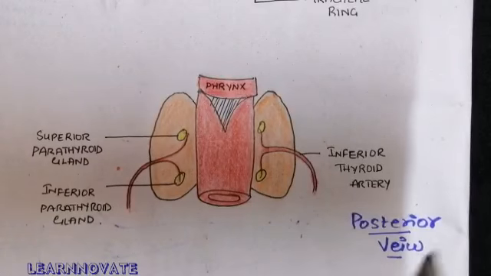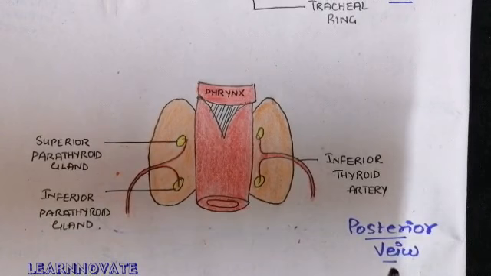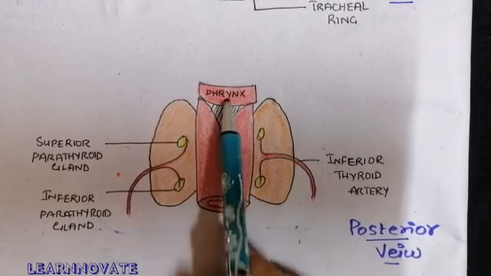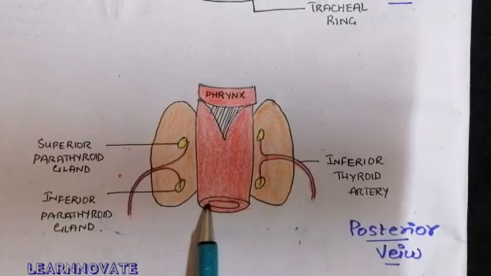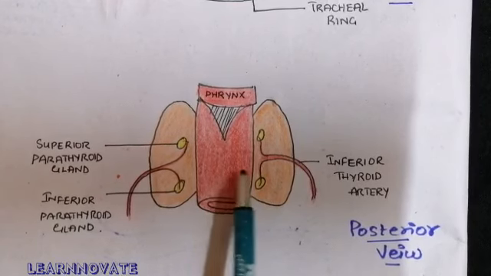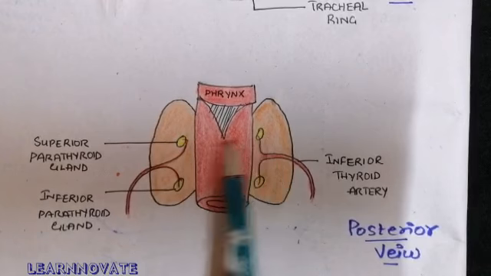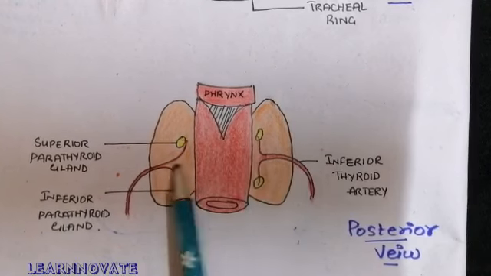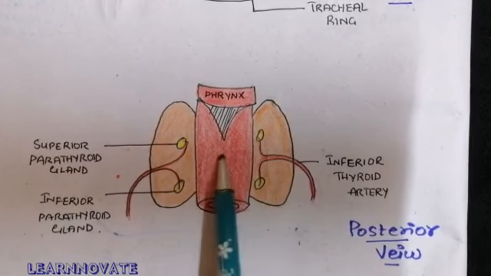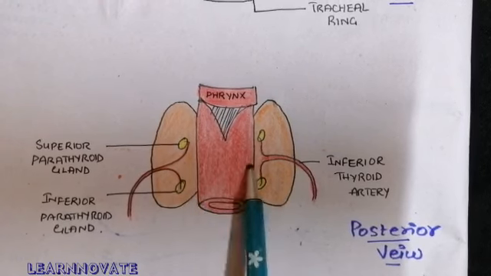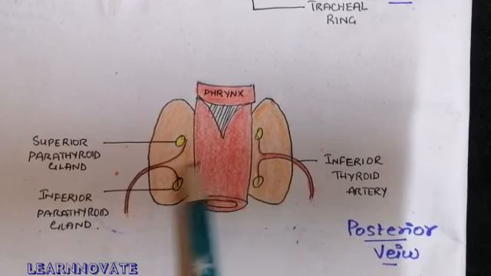Now here in the posterior view of this same thyroid gland, we can see that it is related with the pharynx, and this is the esophagus going on posteriorly in the neck. The two sides of the esophagus are covered by the lobes of the thyroid gland. The isthmus is present anteriorly, so posteriorly you can see only the two lateral lobes of the thyroid gland.